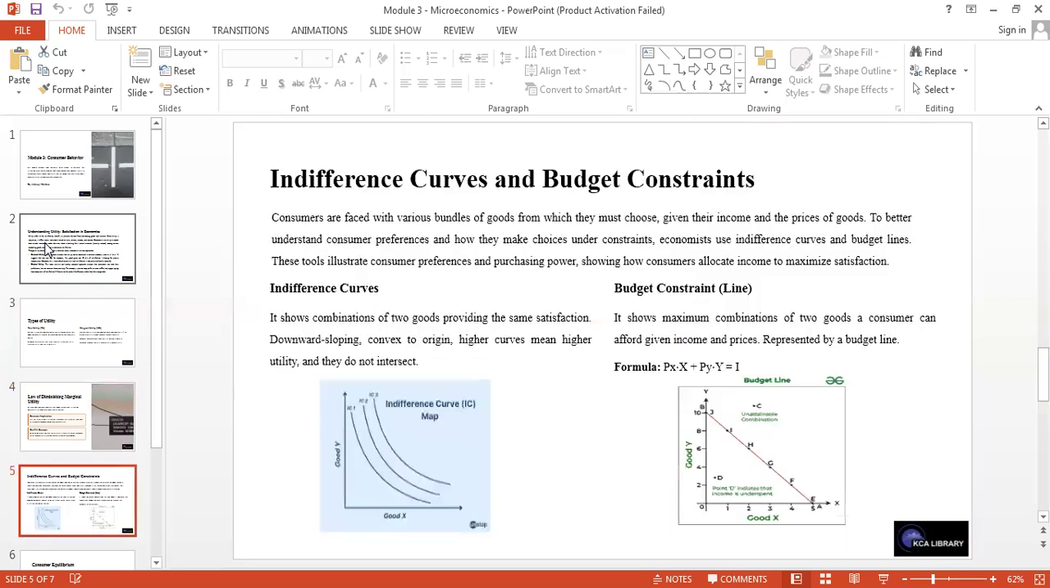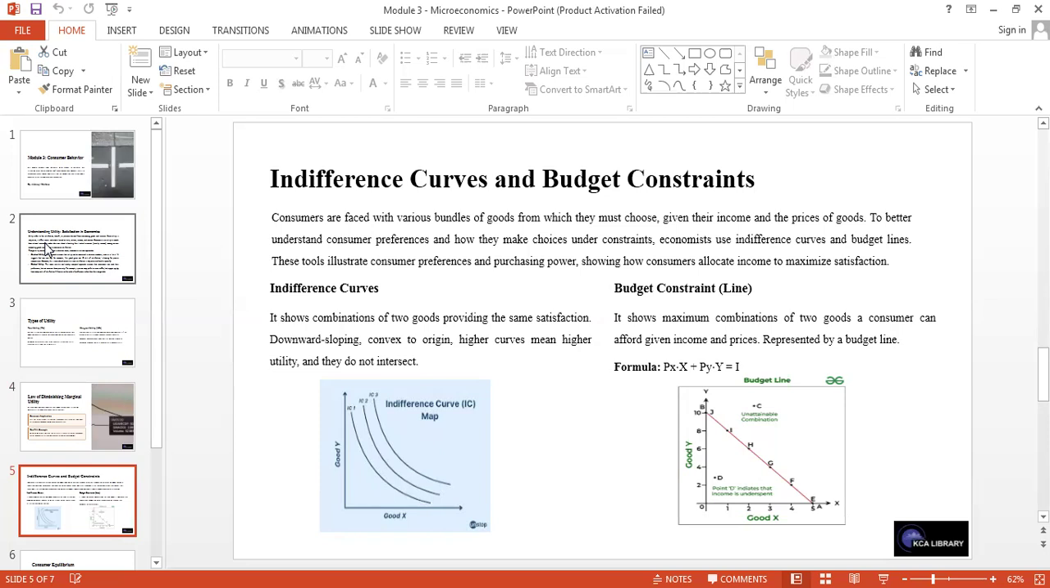We also need to look into indifference curves and budget constraints. When we talk about that, consumers are faced with various bundles of goods from which they must choose, given their income and the price of goods. To better understand consumer preferences and how they make choices under constraints, economists use indifference curves and the budget line, which is also the budget constraint. These tools illustrate consumers' preferences and purchasing power, showing how consumers allocate income to maximize satisfaction.